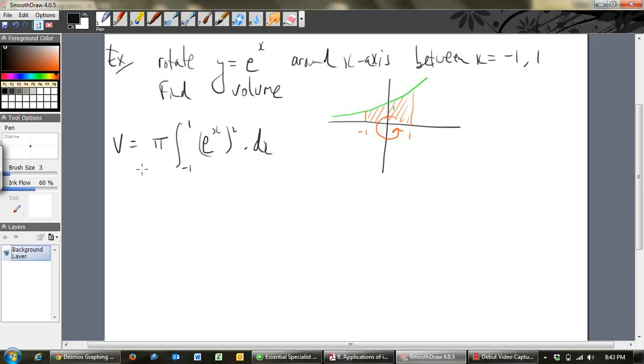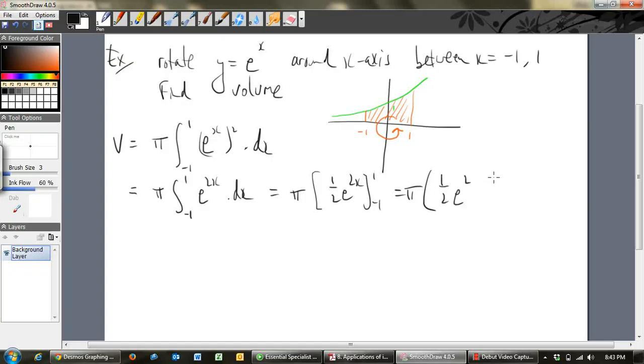At this point you could enter it in your calculator, get an answer, and you're finished. Or do it by hand, because you need to know how to do it by hand as well. I'll just rewrite that, -1 to 1, e to the 2x dx equals, I'll leave the pi at the front and we'll integrate. This is half e to the 2x between 1 and -1 equals pi, and put it in brackets, put the 1 in there, we get half e squared, and then we'll minus half e to the -2 in there.